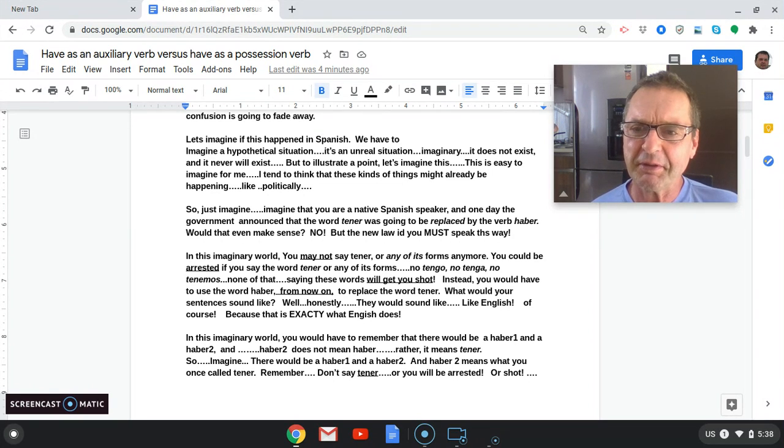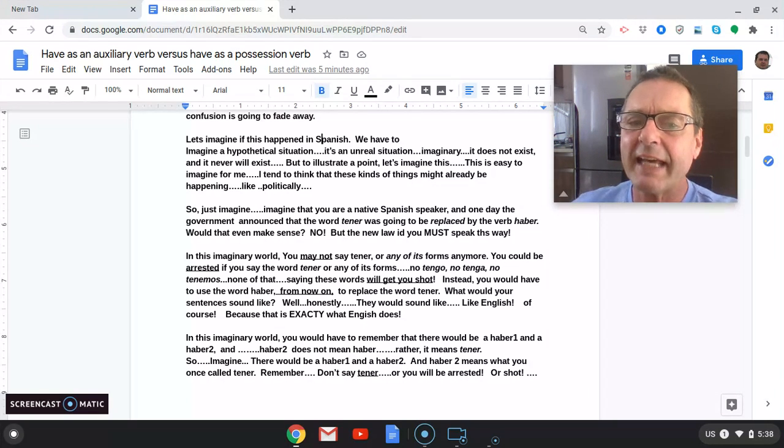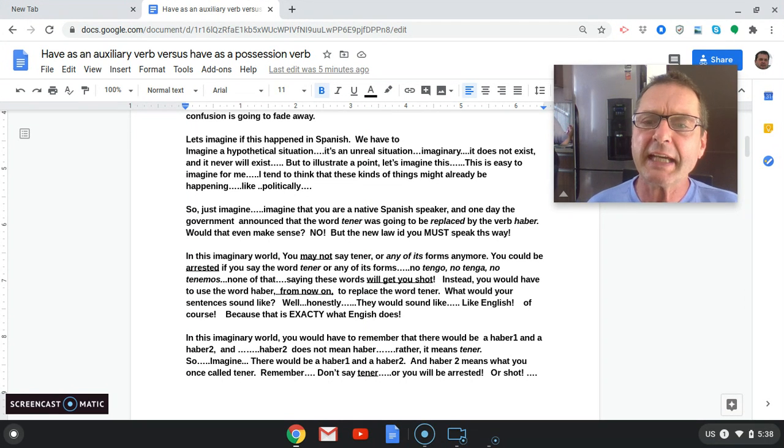So, it doesn't have to make sense. The new law is you must speak this way. And in this imaginary world, you may not say tener or any of its forms anywhere. You could be arrested. You could be imprisoned for saying tengo, tenga, tenemos, teníamos, any of that. Saying these words is forbidden. They're not permitted. Instead, you would have to use the word haber and all of its forms from now on to replace the word tener and its forms.